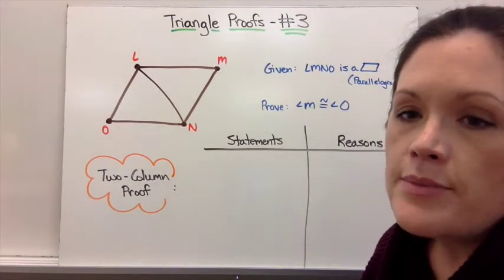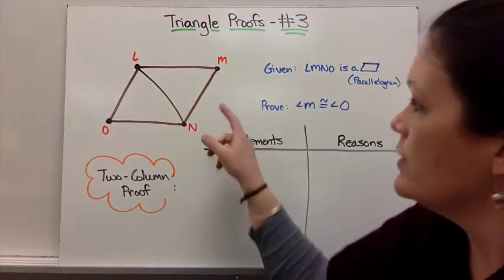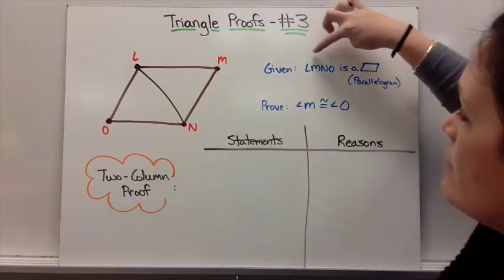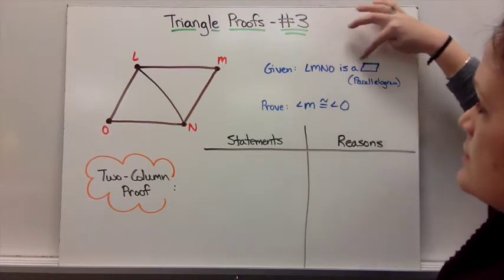Let's take a look at example 3 with triangle proofs. Draw the figure in your notes, write the given and the proof statement like I did. We have that LMNO is a parallelogram.